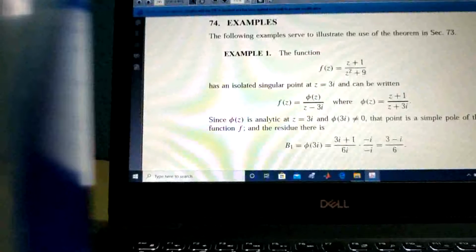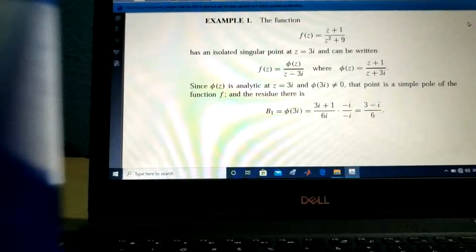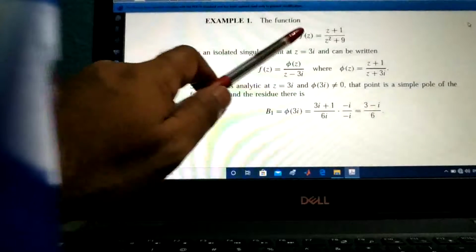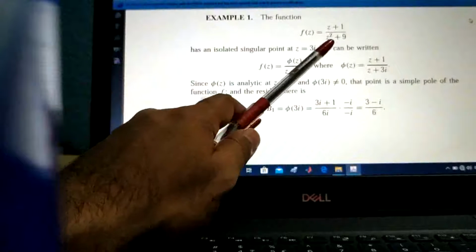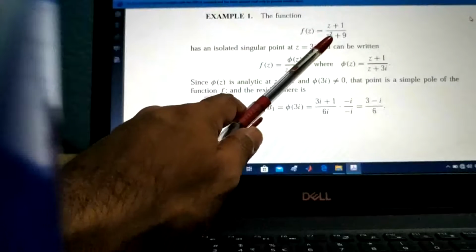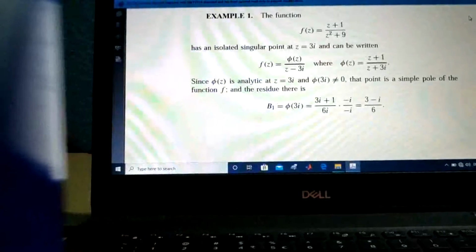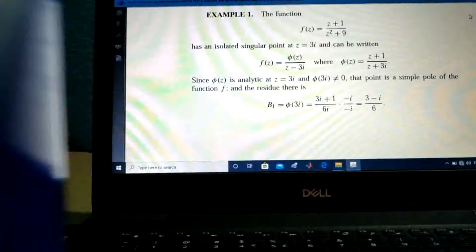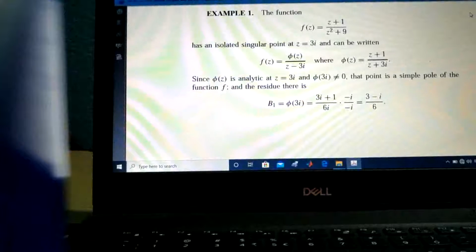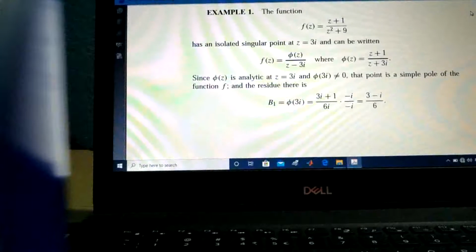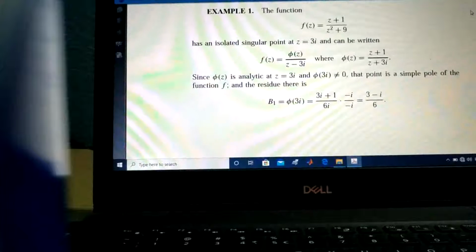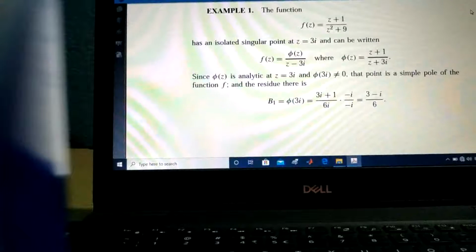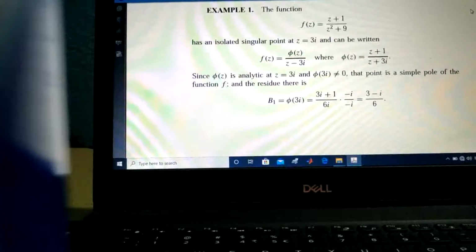Here we come to the examples. Let us see the first example. F of z is given as this, of which the function has two singularities, z equals to 3i and z equals to minus 3i. Let us first of all take the singular point z equals to 3i. Later we will take z equals to minus 3i also.